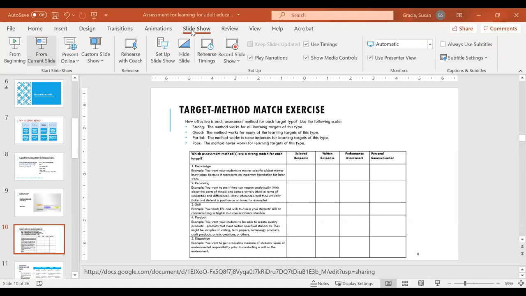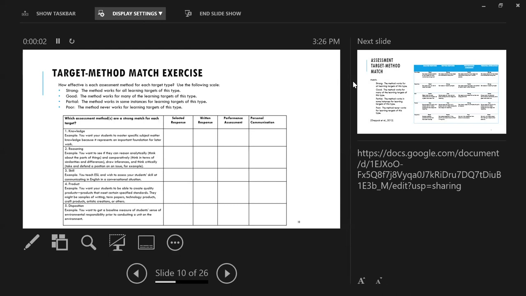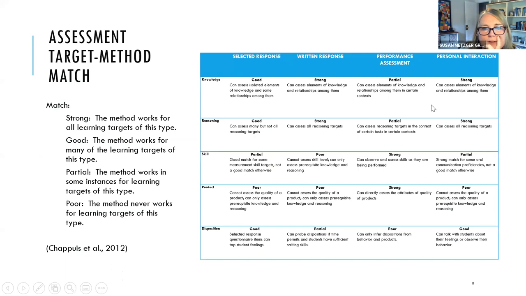and ask you to compare what you put in the Google Doc to what I have here. It's a kind of grid that shows the match between different assessment methods and the different targets. And you had examples of those in the Google Doc. But here you can see the alignment that we use between the different assessment methods and target types. And I noticed, just looking at what you put down and what I have here, that some of them are exactly the same.